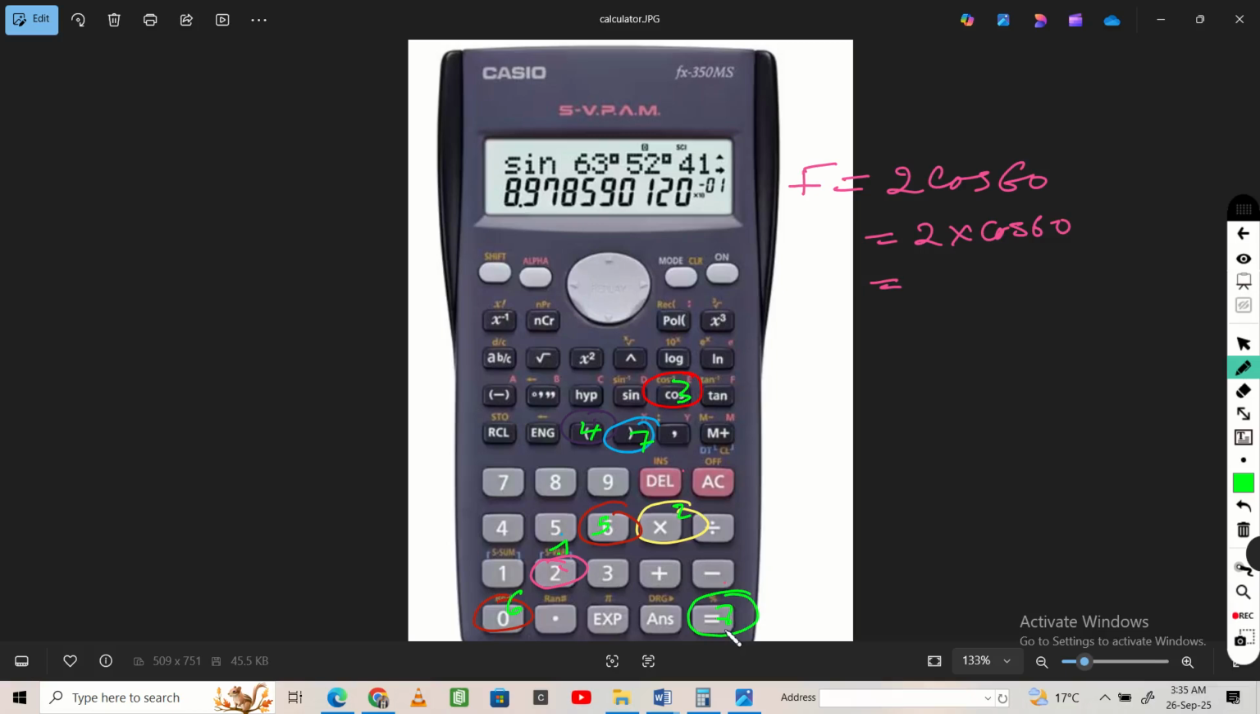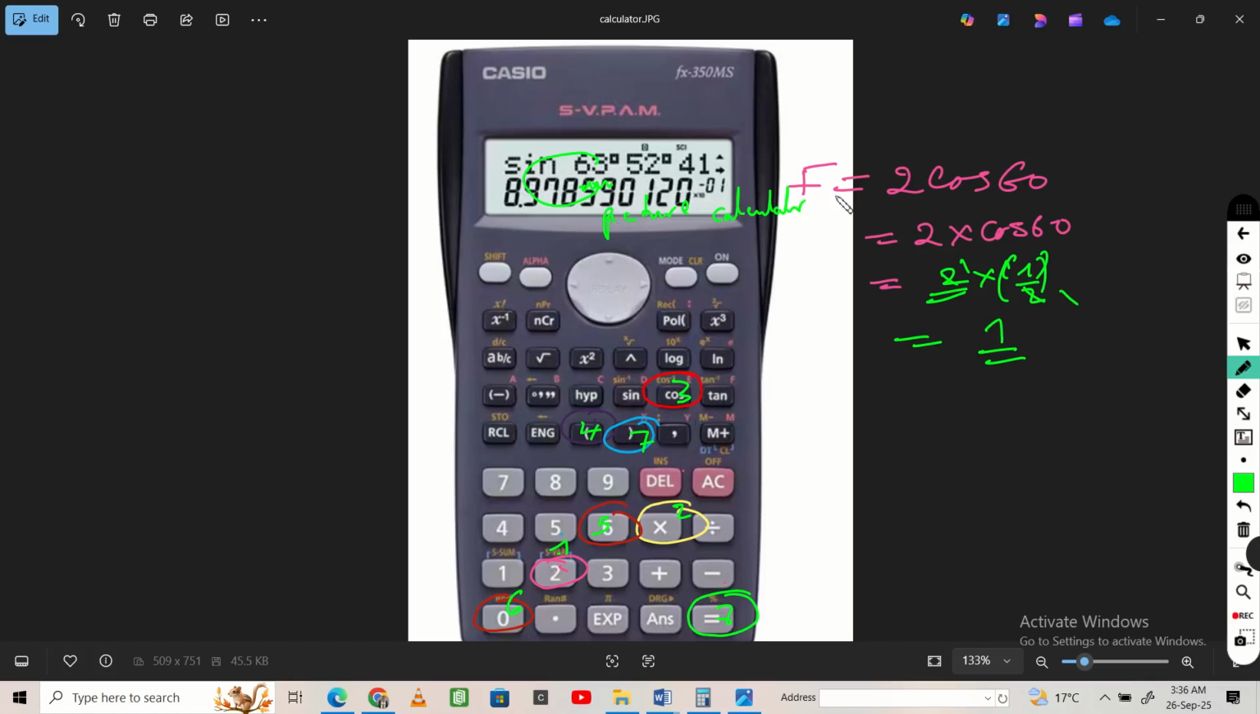If you do that, your answer is going to give you 1, because cos 60 is equal to half, so it will be 2 times half. So the answer will be 1. You punch that and try it and confirm whether I'm right, because we cannot have the answers on the screen. This is a picture calculator.